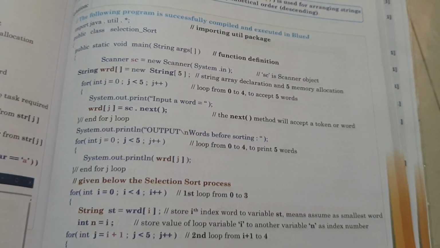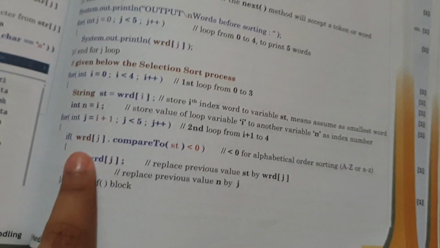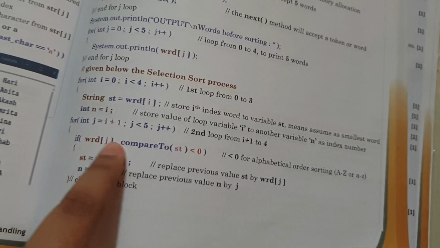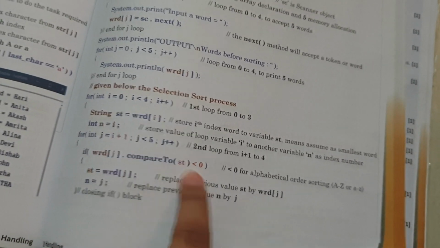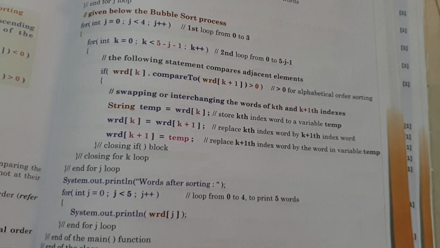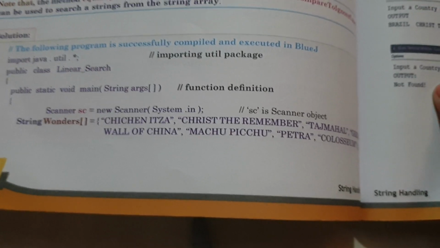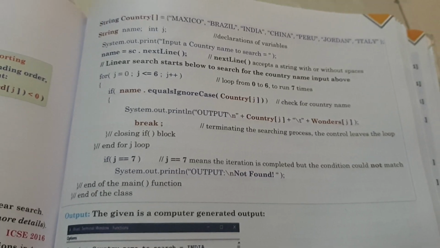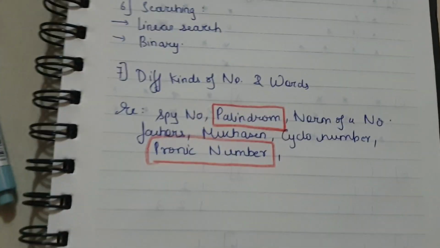Now this is selection sort for string, and the logic only required here is this, the function used in string. Same goes with bubble sort with string, you can see here, and this is linear search in string, and again here we use the function equals ignore case.